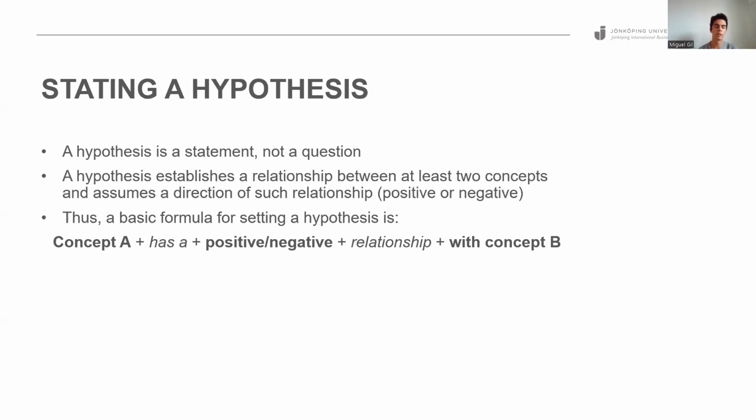There are many ways of writing a hypothesis. You can say an increasing level of concept A, or there is a relationship. There are many ways of writing it, but I think the very basic formula is like this: concept A has a positive or negative relationship with concept B. Also, my view is that it's better to state the relationship rather than correlation, because correlation can be answered with a descriptive statistic. We're going to learn about that later, but the relationship is more complex. So I suggest using the word relationship.